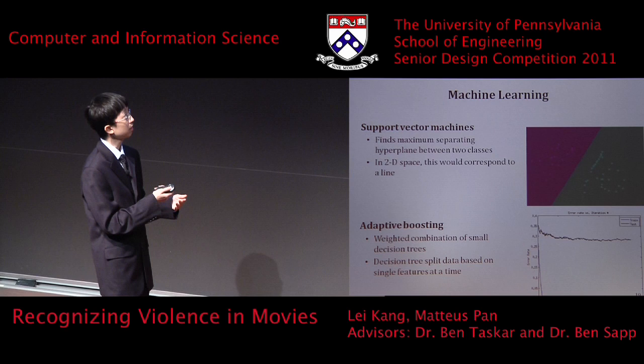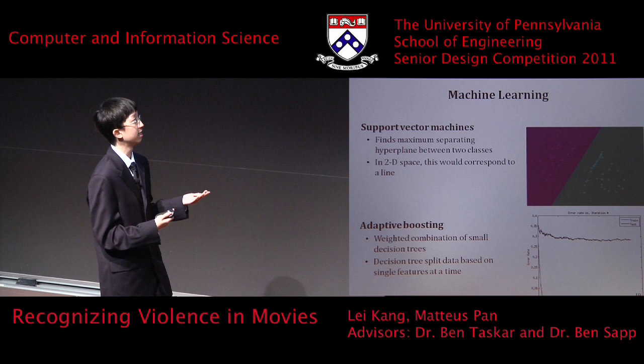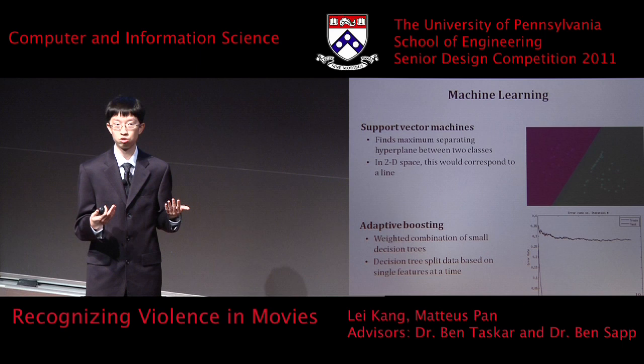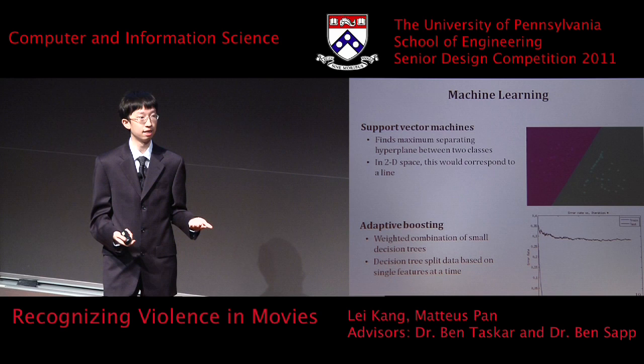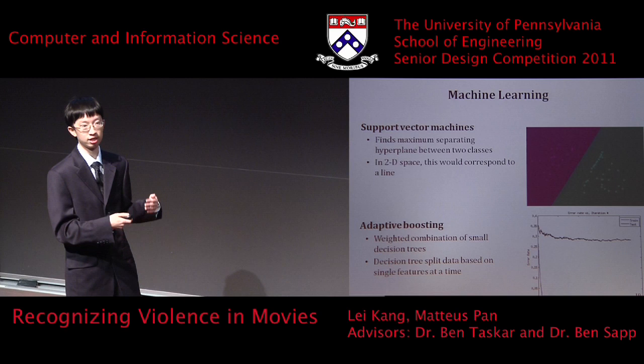The second technique our system employs is called adaptive boosting. Adaptive boosting is a weighted combination of small decision trees. A decision tree tries to divide your data into two groups based on single features at a time, for example, whether or not a gun was detected. And adaptive boosting, or AdaBoost for short, combines these decision trees to make a final decision.